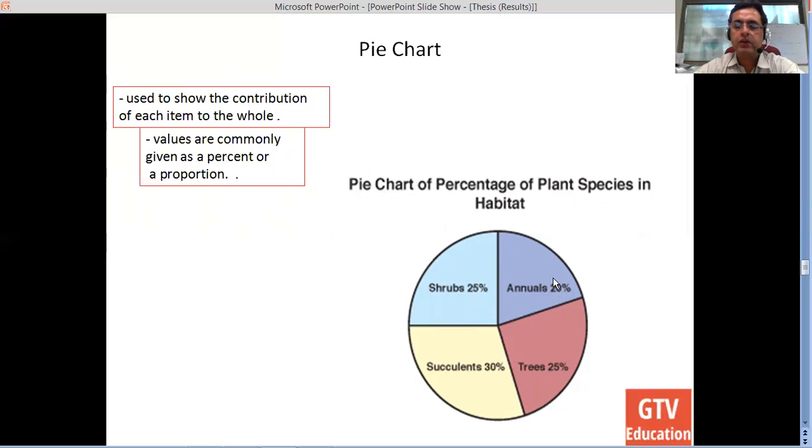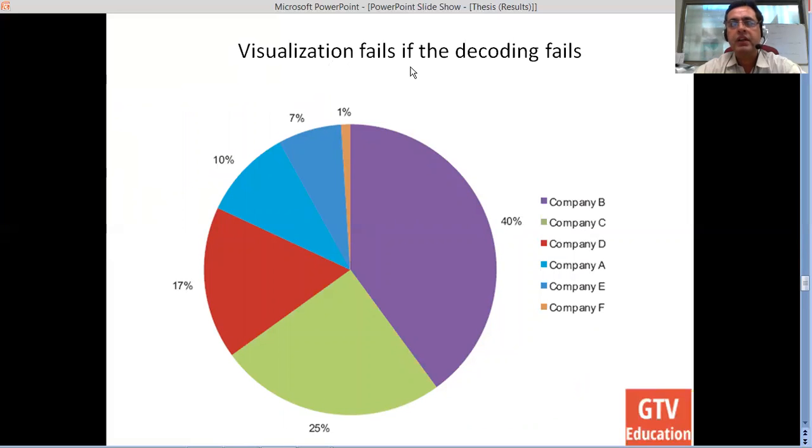If you just use a color scheme for this particular pie, for instance, green represents shrubs and blue for animals, etc., and you don't put the percentage values here, it would be very difficult for the reader to assess which plant percentage is actually represented here. So sometimes this visualization fails if the decoding fails. If the data shows proportions, the pie chart would serve the purpose, but not for all types of data, because if the decoding is not right, then the visualization would not be enough to figure out the exact proportion.